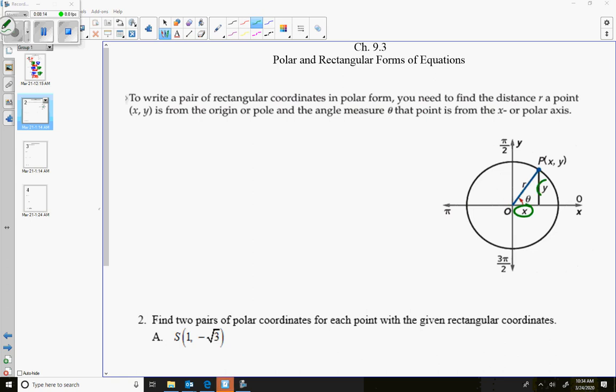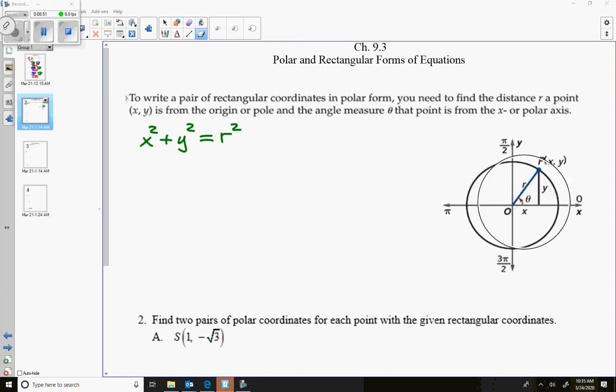If you know x and y, how would we find r? Pythagorean theorem. X squared plus y squared equals r squared. What else do you know that x squared plus y squared equals r squared? The equation of a circle, centered at the origin. So x squared plus y squared equals r squared is the equation of the circle. It is also your Pythagorean theorem.